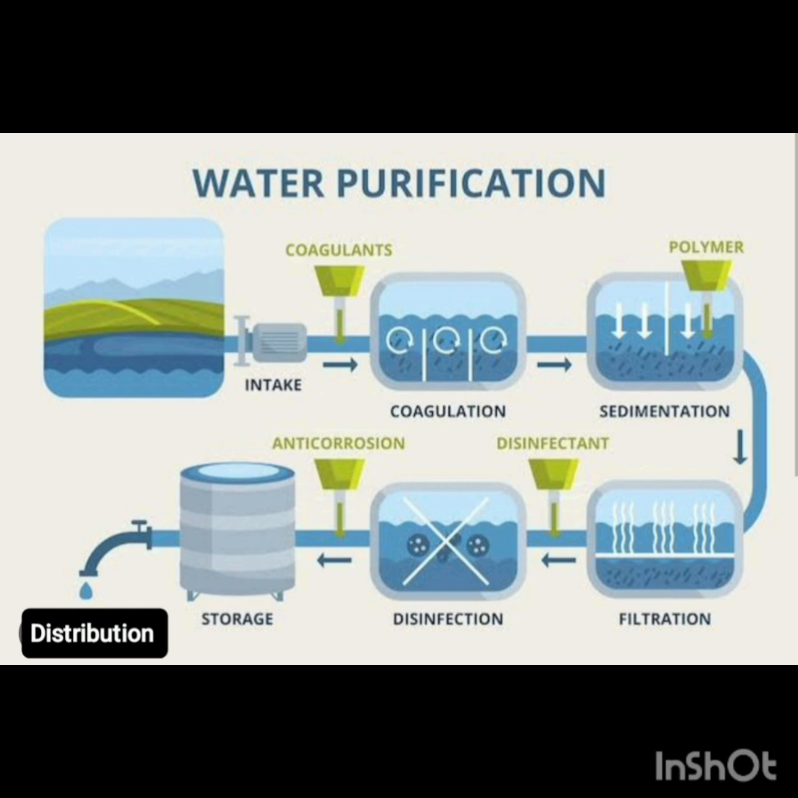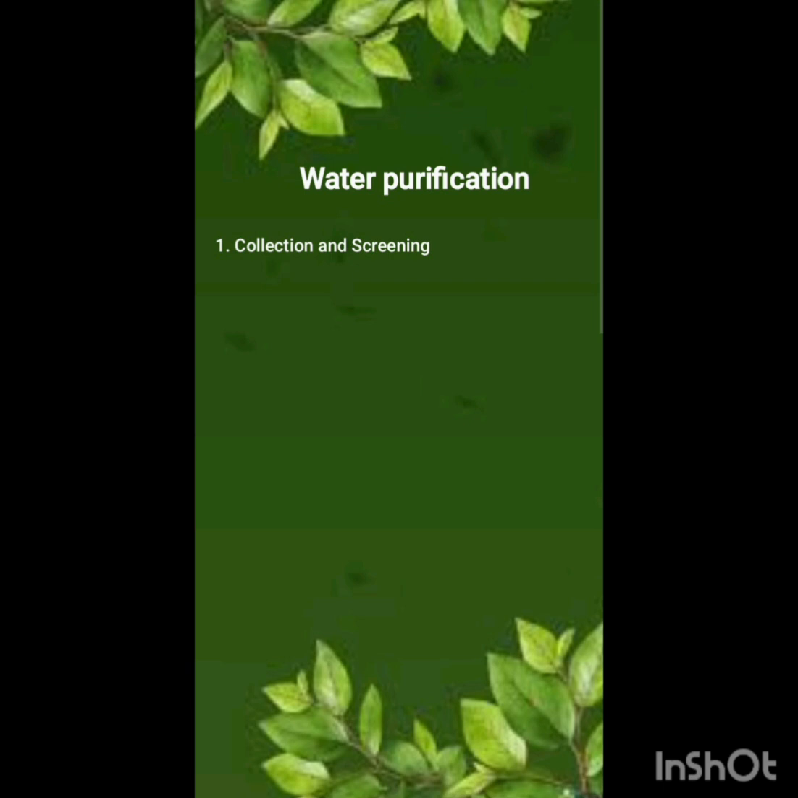Let's learn about the water treatment plant. Students, water purification in a water treatment plant involves several steps to remove contaminants and make water safe for consumption. First process is collection and screening. Collection: raw water is collected from natural sources like rivers, lakes, or underground wells. Next is screening. Large impurities like leaves, branches, and trash are removed using screens.